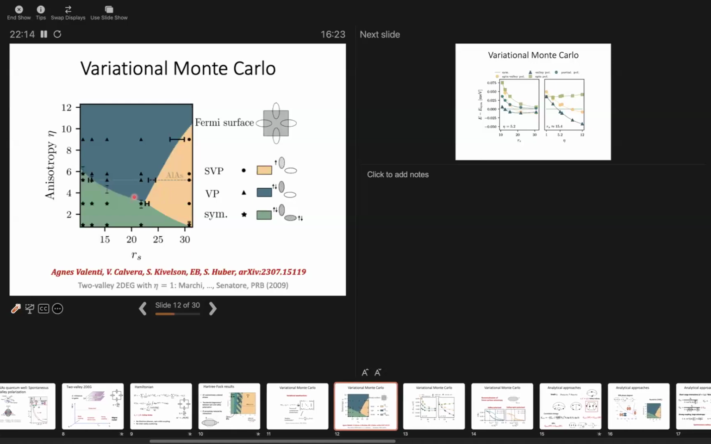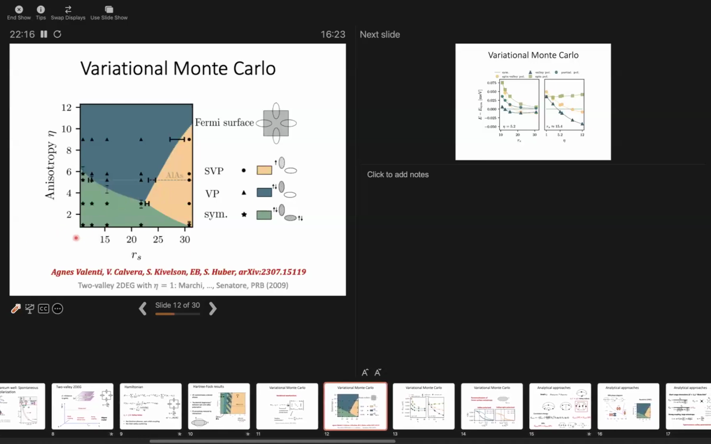Okay, this is the phase diagram that we get from this calculation. So again, Rs on this axis and eta, the mass anisotropy, on that axis. The dashed line corresponds to the value we believe is correct for aluminum arsenide. Okay, you see three phases here. Green is the symmetric phase, the symmetry unbroken phase. This blue is a valley polarized, spin unpolarized phase, meaning all the electrons go to one valley. And this yellow is a spin and valley polarized phase, where you only occupy one spin in one valley.